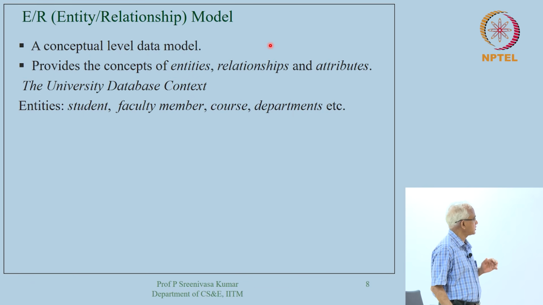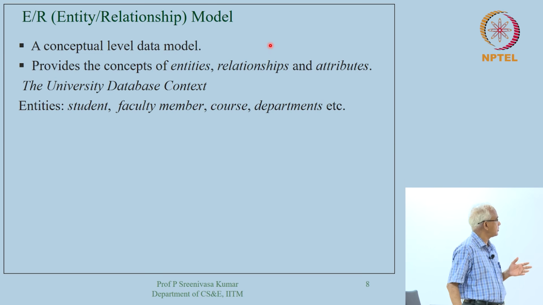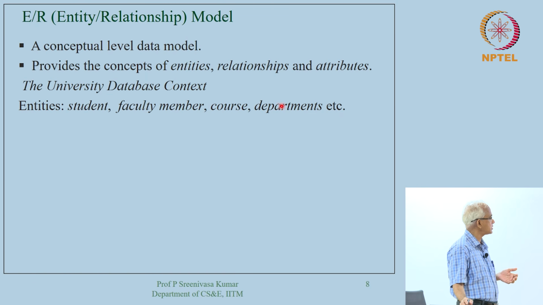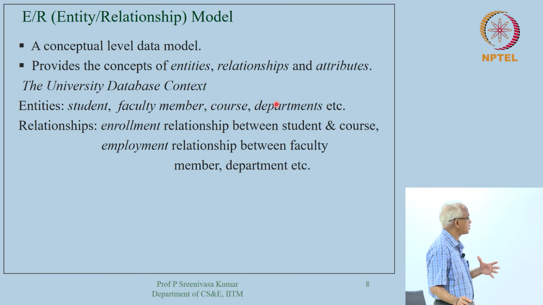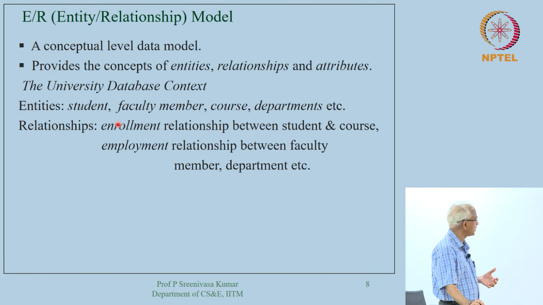For example, if you take the same university database context, the entities, the major things that the database has to deal with, could be a student, faculty member, course, departments, etc. These are the various things that it has to handle. And then the relationships, that means associations between these entities. For example, the enrollment relationship between student and course. Students enroll into courses. The employment relationship between faculty and the department. Each faculty member is employed in a particular department, etc. These are example associations or relationships.